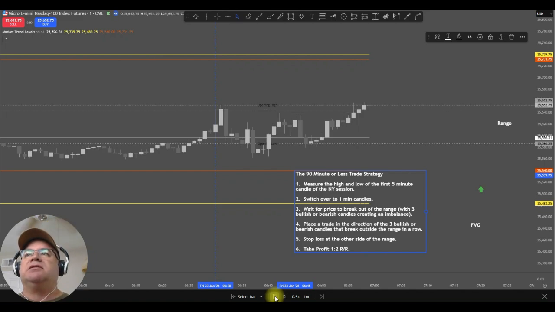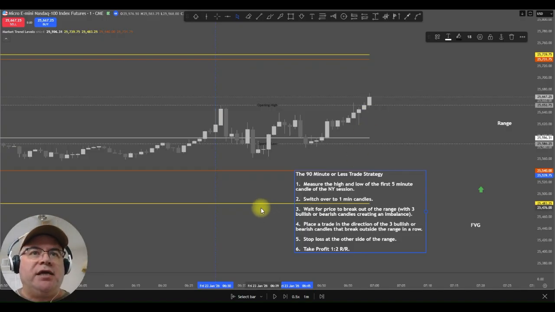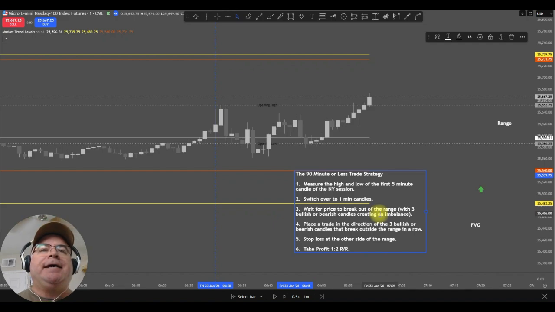Okay, let's watch what it does. Now let's just take a quick look here. I want to analyze what's going on. We have 1 bullish, 2 bullish. This one moves out. Now what we're looking for is a 3rd bullish when I hit play again, and we're also looking for an imbalance. That's number 3 here: wait for price to break out of the range with 3 bullish or bearish candles creating an imbalance. Let's play it 1 more candle, see if we get what we're looking for.